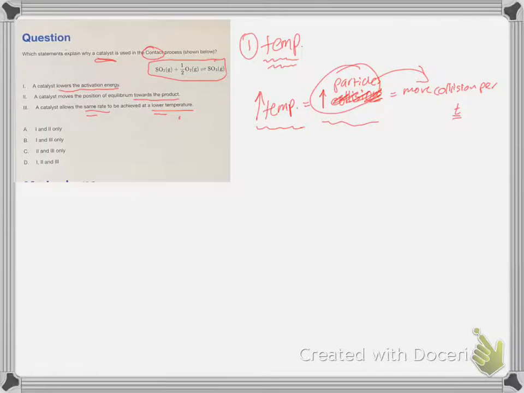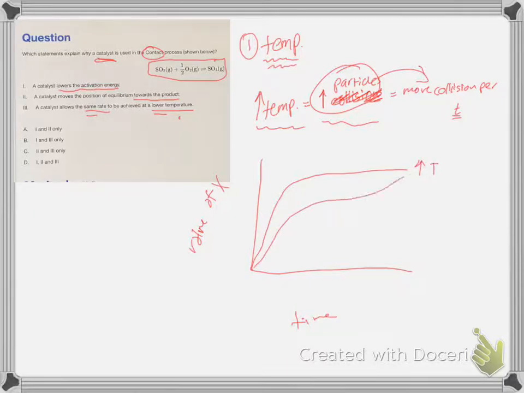And now we could draw the general graph for having a higher temperature. This is time, and this is volume of, let's say, x. So this is the higher temperature, high T, and this is the lower temperature.